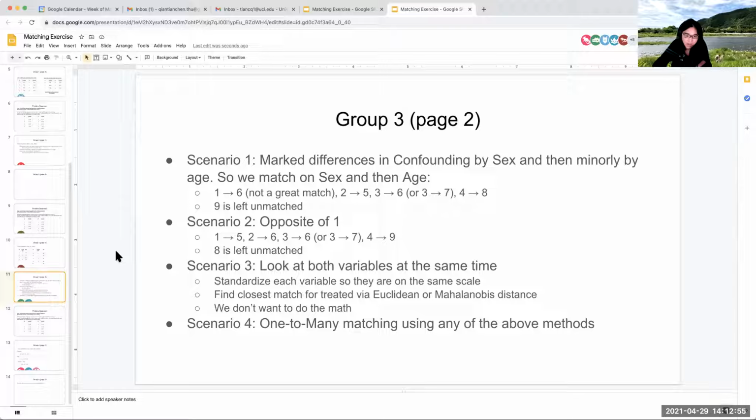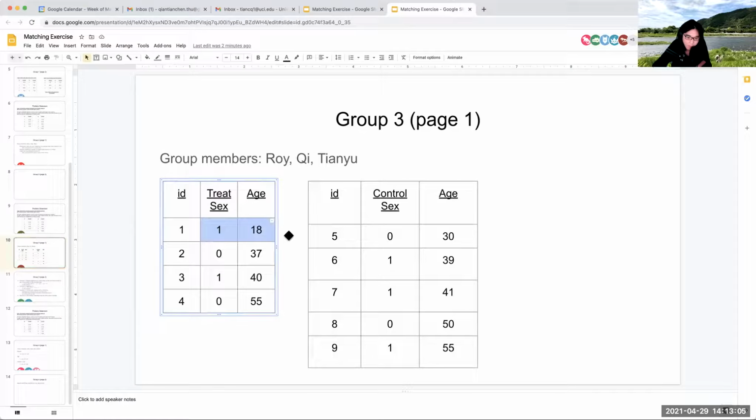So an example for scenario 1: for the first individual in the treatment group, which is ID 1, we match him with the sample with ID 6 in the control group, because they have the same sex and their age could be a little bit smaller, but it could be not very significant in that case.